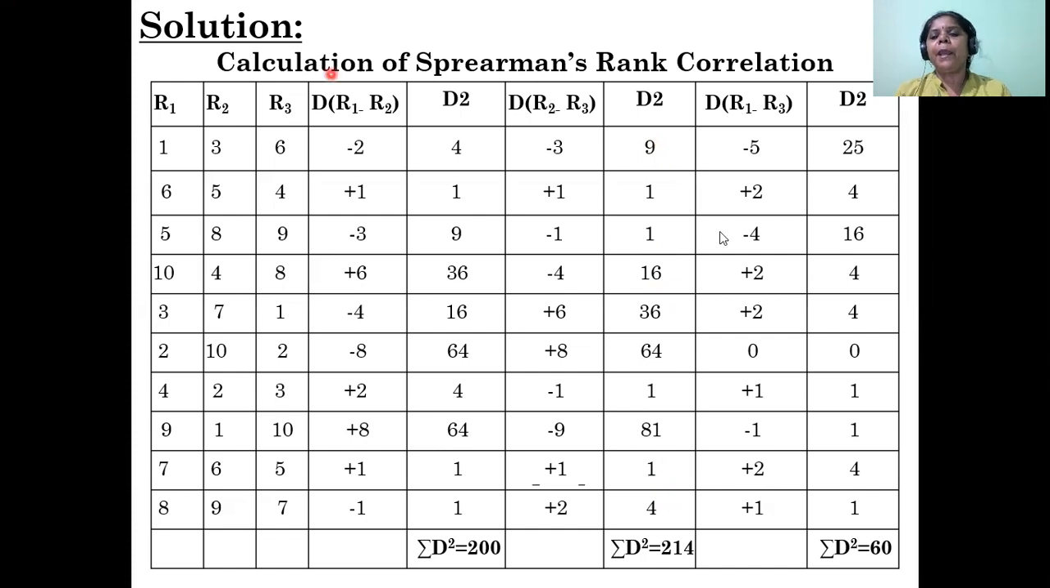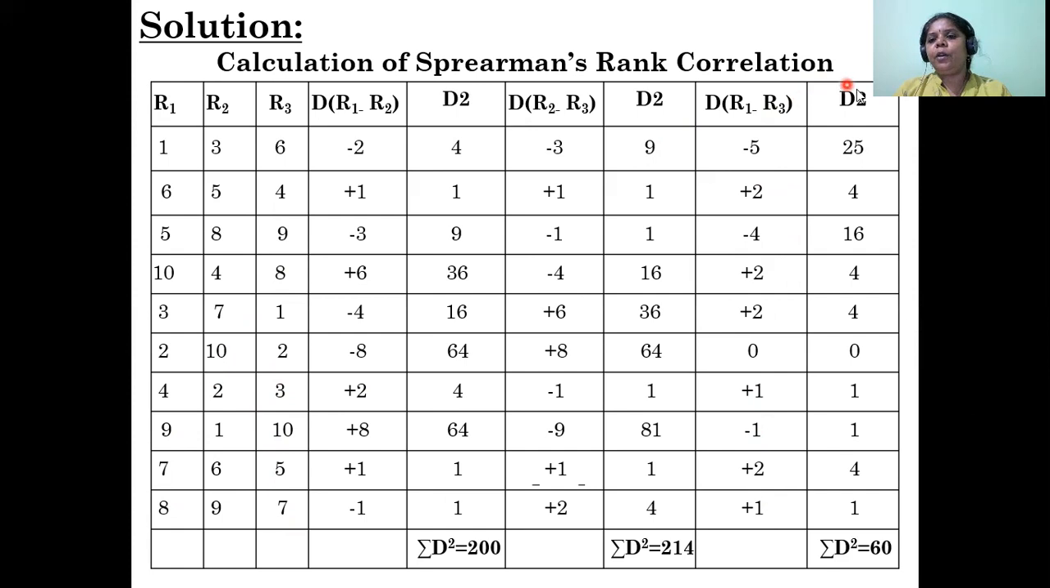Okay, students. Next, here three judges are there. Therefore, we have to make this column also. That is R1 minus R3. Now we have to make it as 1 minus 6, then 6 minus 4, 5 minus 9, 10 minus 8, 3 minus 1, 2 minus 2, 4 minus 3, 9 minus 10, 7 minus 5, 8 minus 7. If you do like this, you will get the D value.